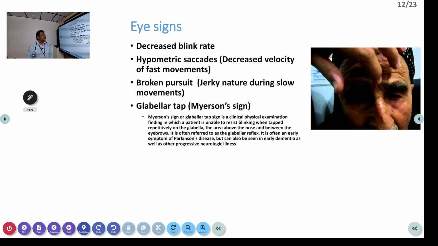Now there are a lot of eye signs. In that, one important sign is Meyerson sign. Meyerson sign is your glabellar tap. You are continuously tapping on the forehead. So throughout the tap, after some time a normal person will stop blinking, but this Parkinson patient will have difficulty in stopping, so they continuously blink. Decreased blink rate, hypometric saccade, that is decreased velocity of fast movement.